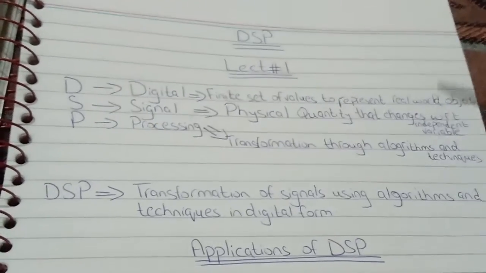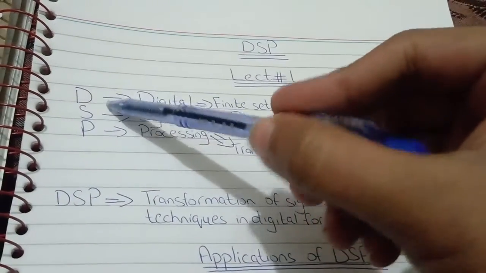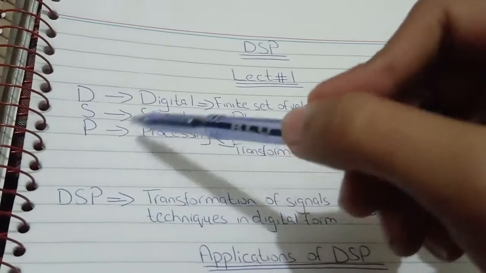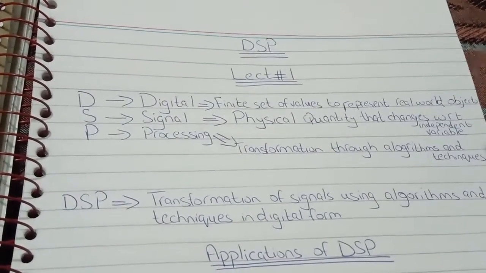So starting from lecture 1, what does DSP mean? DSP consists of three words. D means digital, S means signal, and P means processing. So DSP is basically digital signal processing.